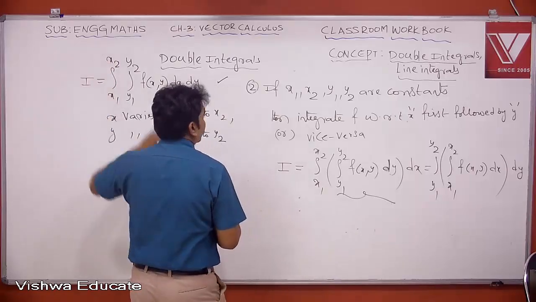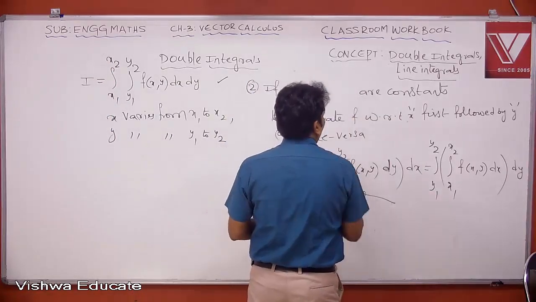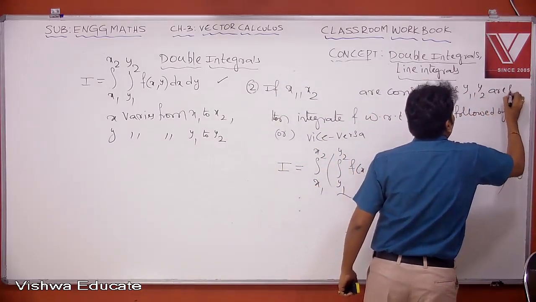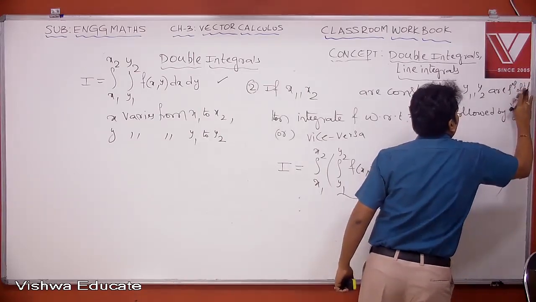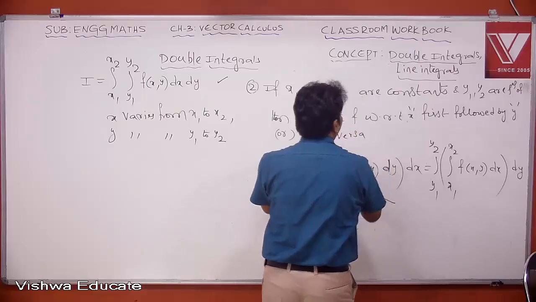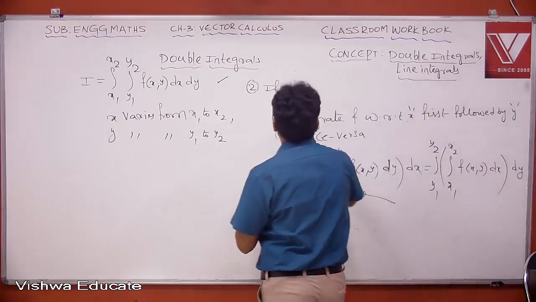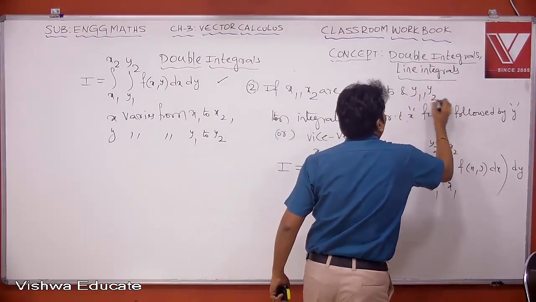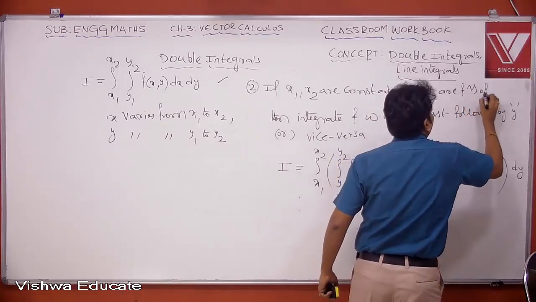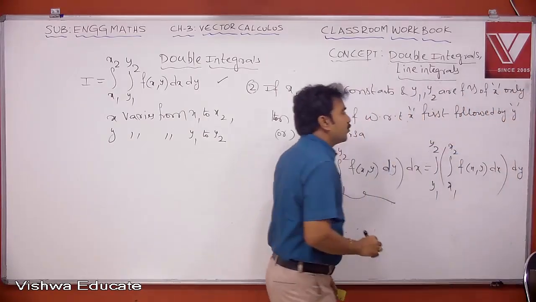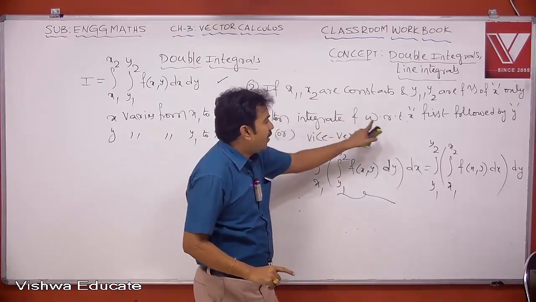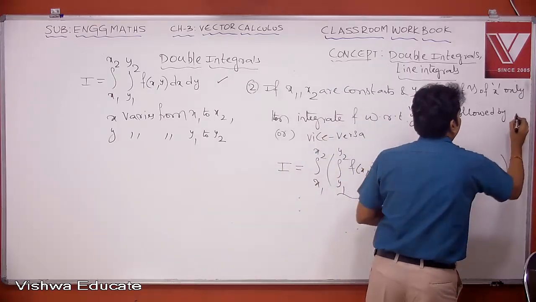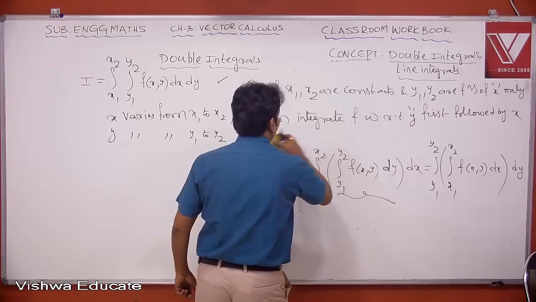Suppose the x limits are constants, that is x1, x2 are constants, and y1, y2 are functions of x only. I write it once again. If x1, x2 are constants and y1, y2 are functions of x only, then in this case we have only one sequence. That means integrate f with respect to y first, followed by x. So here we don't have the vice versa case, only a single chance.